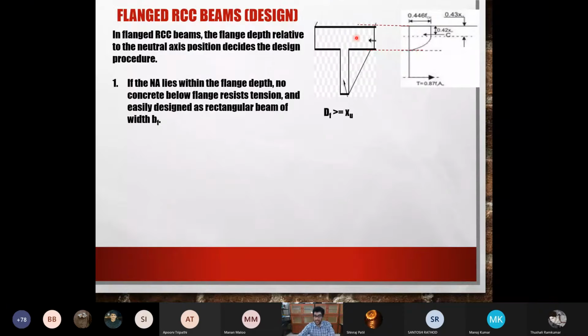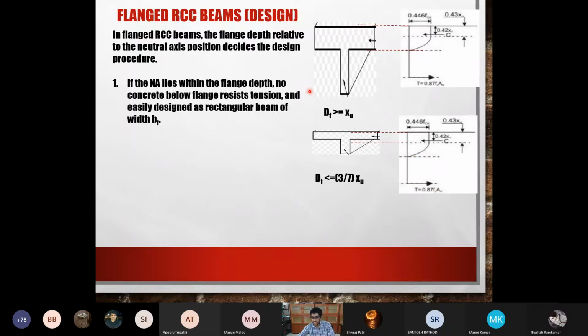So this is the first case where you have quite a large DF, and you are able to design it as a rectangular beam itself, even though it is a flange beam. The second case is, now this neutral axis has come below the depth of the flange. Okay, it has come beneath the flange.